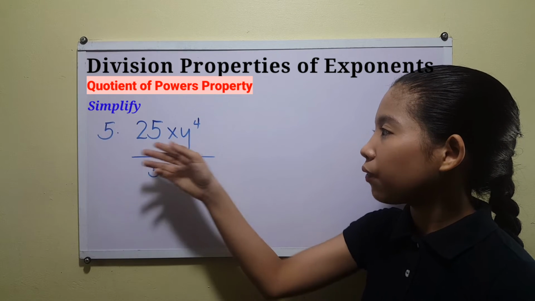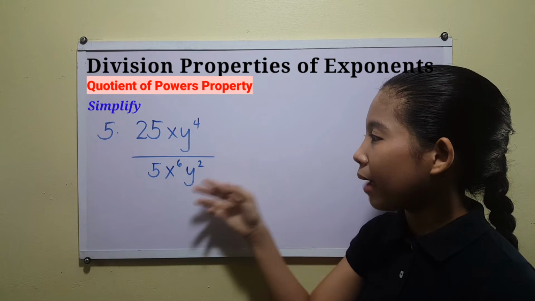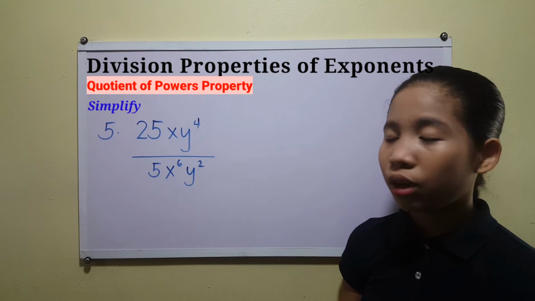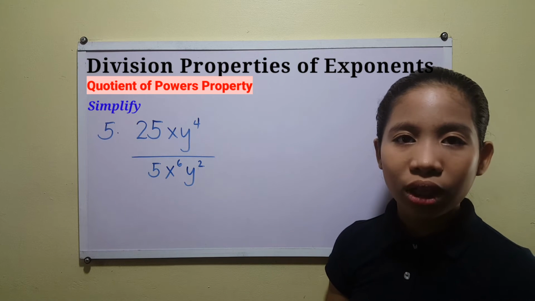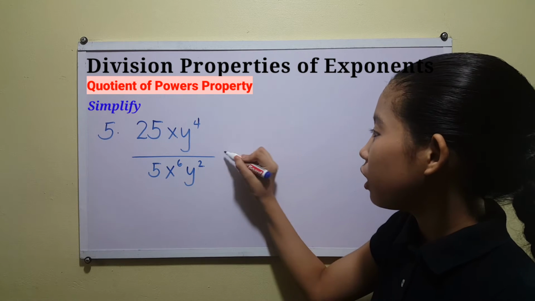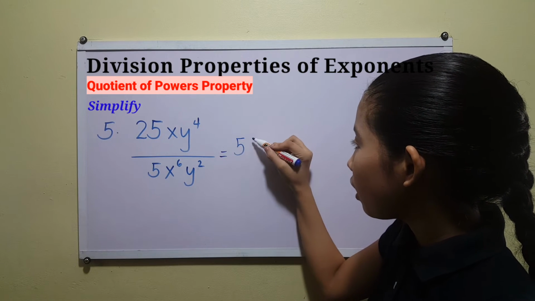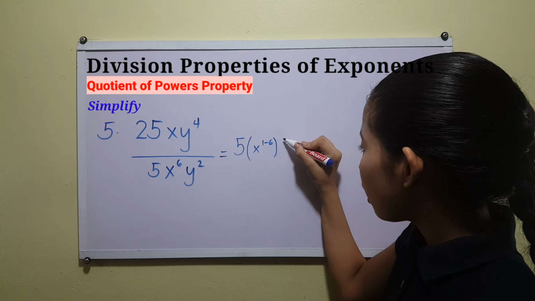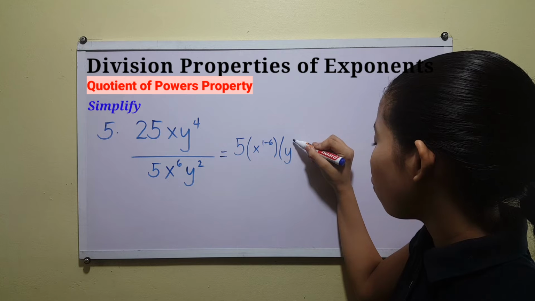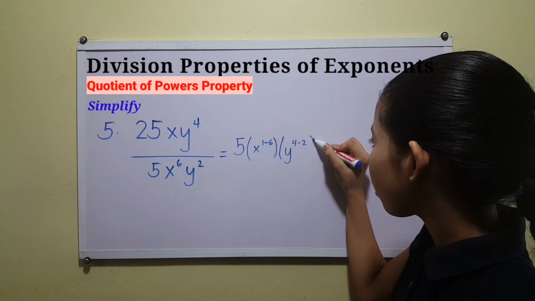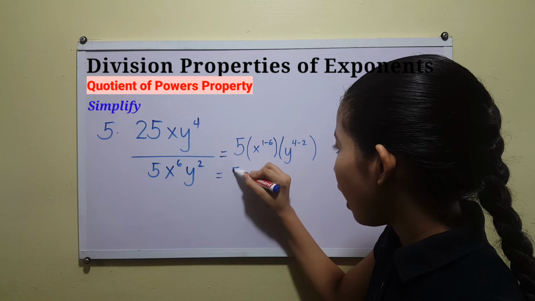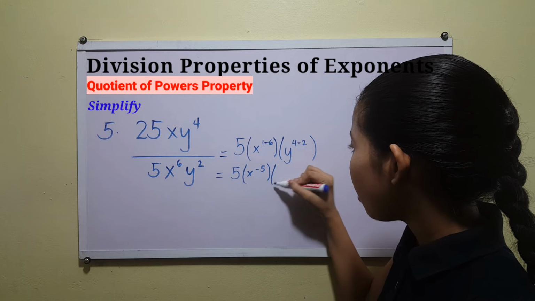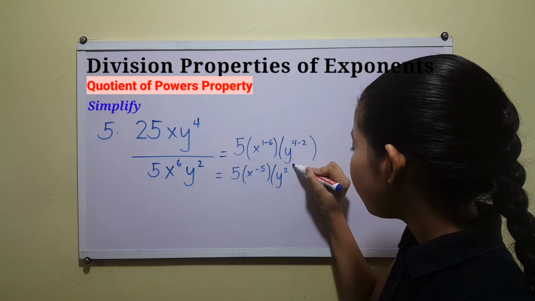Now we have 25xy to the power of 4 divided by 5x to the power of 6 y to the power of 2. First, we are going to divide 25 by 5. And 25 divided by 5 is 5. So we have 5 times x to the power of 1 minus 6 times y to the power of 4 minus 2. Then we have 5 times x to the power of negative 5 times y to the power of 2.